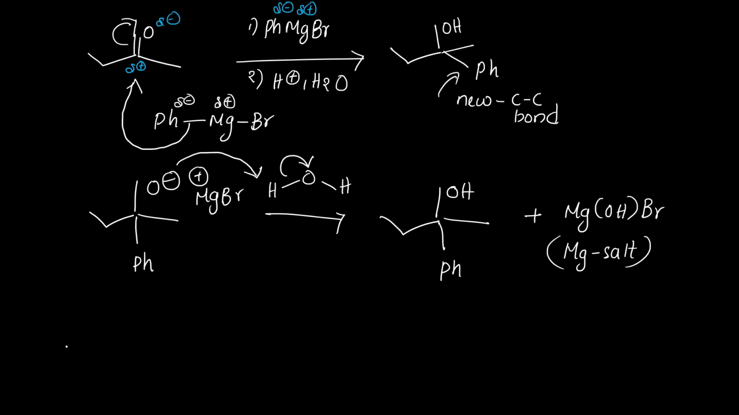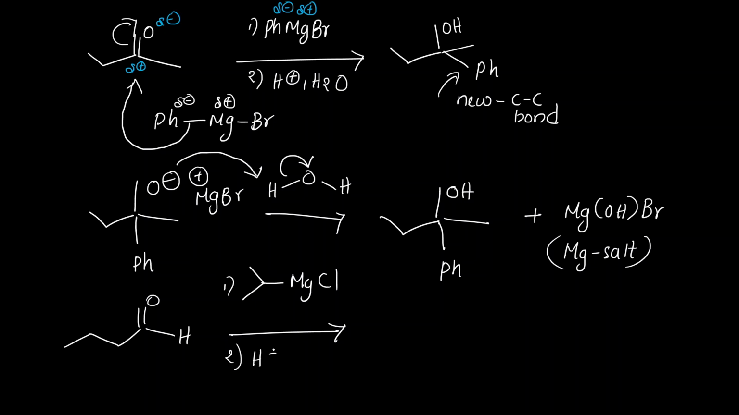Let's try one more example. So I take here an aldehyde. I treat it with a Grignard reagent. So this is an isopropyl group, so it is isopropyl magnesium chloride. This is the Grignard reagent and we treat with H plus and water. Here the delta positive, delta negative. Again you have the delta positive and here the delta negative. So this carbon-magnesium bond will attack the carbonyl carbon and this will cleave.